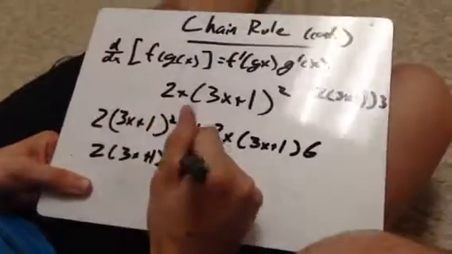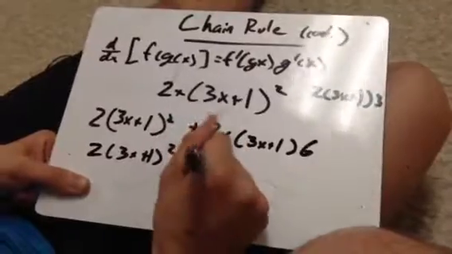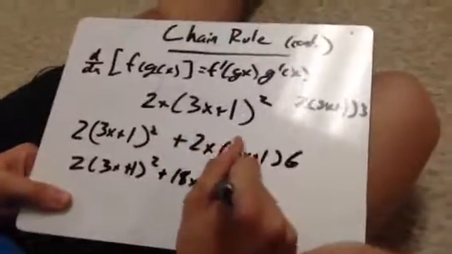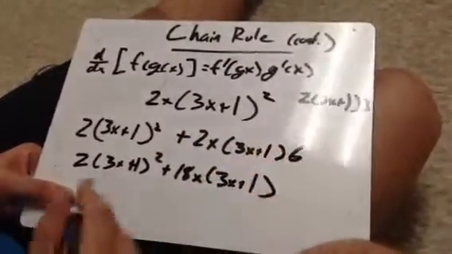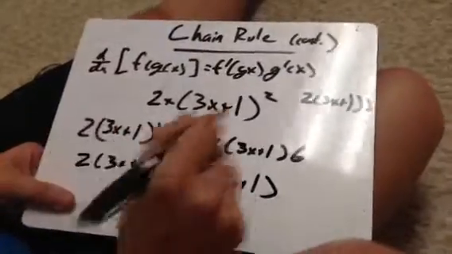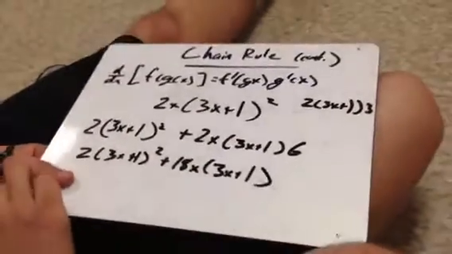so that's 2 times (3x plus 1) squared plus 18x times (3x plus 1). And that is the derivative of that function as the product rule applies.